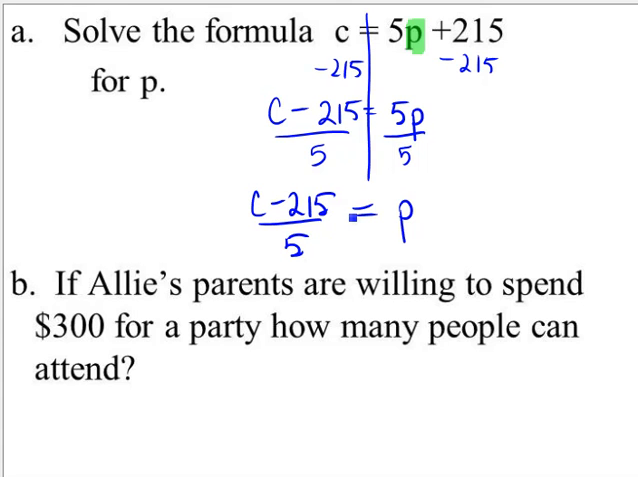Now the question then ends up being, how many people will be able to attend for $300? So what we can do is just take our $300 and plug it in for the cost, and we will be able to figure out our number of people. Now I'm going to run out of time on this session, but I do believe it is 17 people.